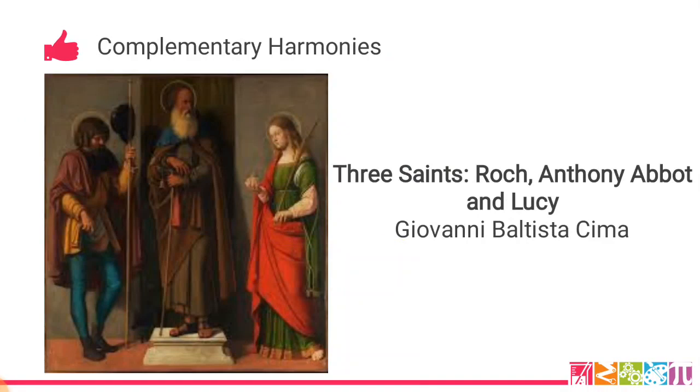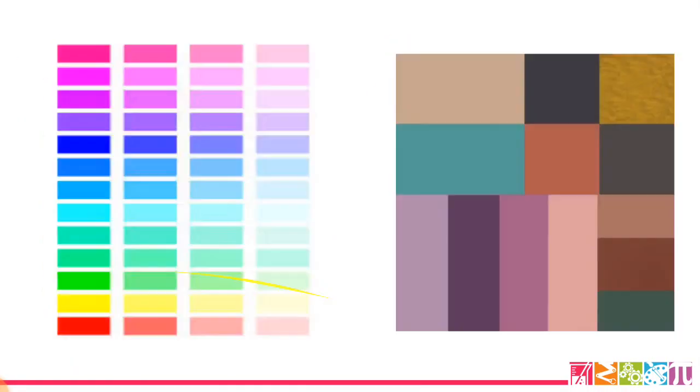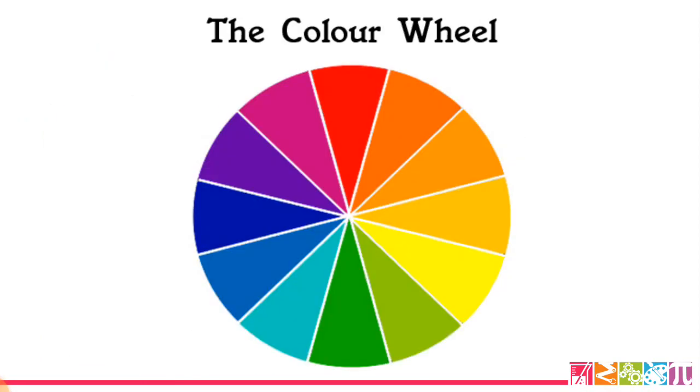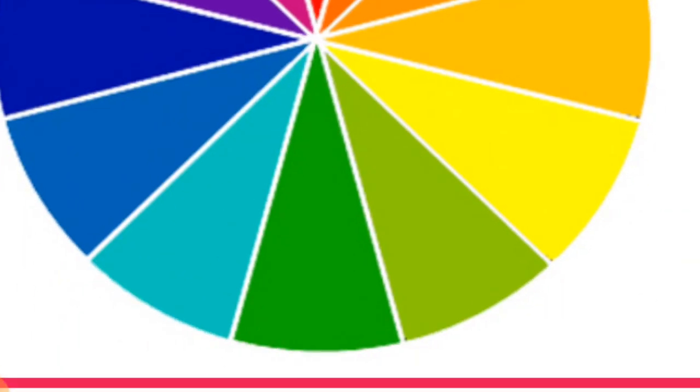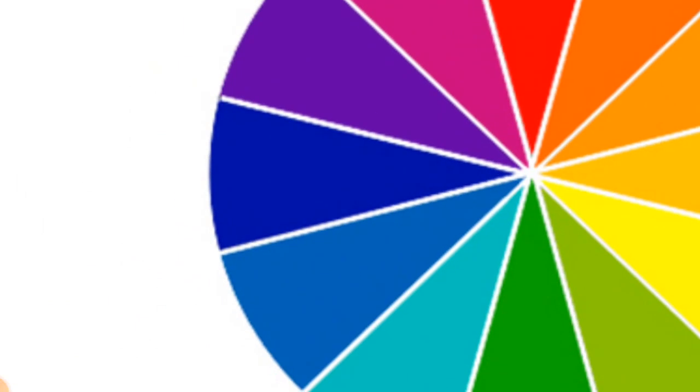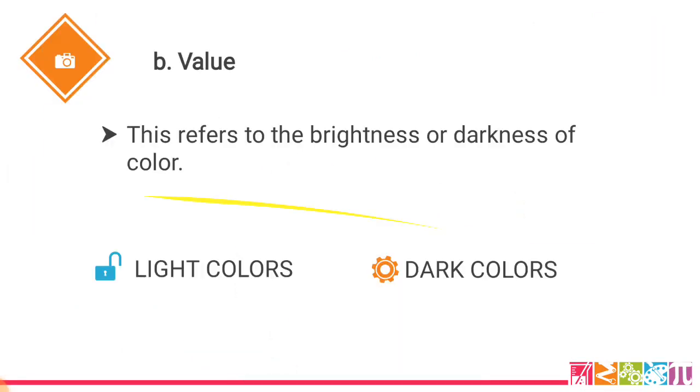And we also have complementary harmonies. So let's go back to the color wheel. When we talk about complementary, so therefore it is the opposite color in the color wheel. So what do you think the opposite of red? Of course, that is color green. And what do you think the opposite of blue? That is color orange. So therefore, red and green, they complement to each other, and blue and orange, they complement to each other. So we call that one as complementary harmonies.